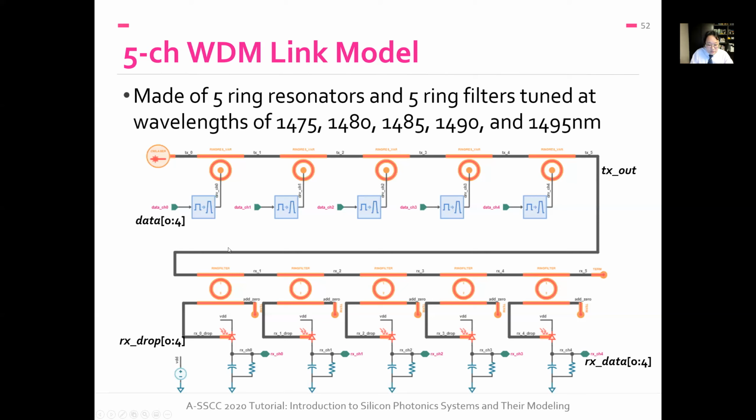And when they propagate to the receive side, you use the ring filter to select one particular wavelength that you want to listen to. And then you take that into a photodetector to convert that into an electrical signal.